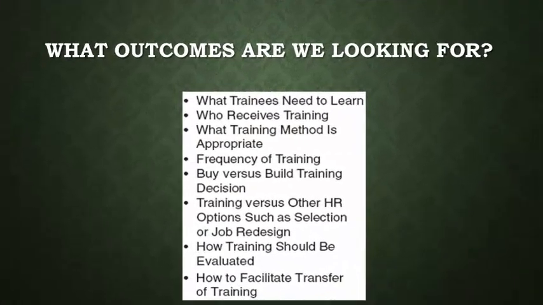So once we've gone through this process, what outcomes are we really looking for? Number one, we want to know what the trainees need to learn. What do they need to learn? What's important for this job? Also, who is going to receive this training? And then what is the appropriate method for delivering this? If you are dealing with employees out on a factory floor, it's going to be different than if you're dealing with people that sit in front of a computer all day, or someone who has to deal with customers on a daily basis. So each scenario is going to be different, and that method needs to align with that.